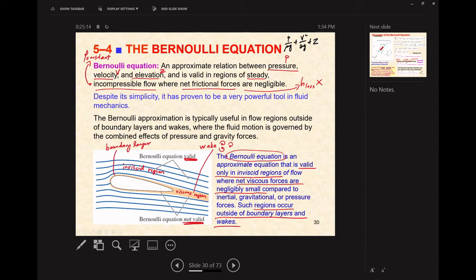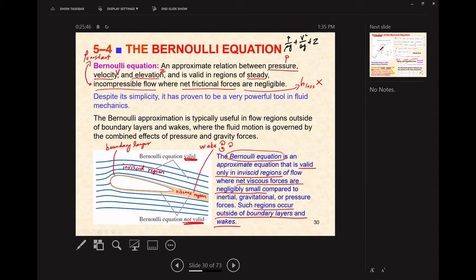So the Bernoulli equation is an approximate equation that is valid only in inviscid regions of flow, where net viscous forces are negligibly small. As I mentioned, we have a viscous region here, and outside of it is not viscous. When the flow is laminar, it is less viscous. When the flow is turbulent, it is most of the time more viscous.